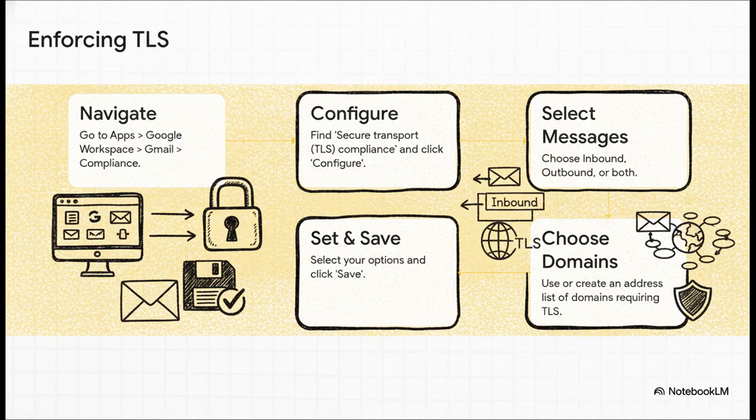Okay, here's the path. Once you're logged into the admin console, you're going to go to Apps, then Google Workspace, then Gmail, and find Compliance. Inside there, you're looking for the setting called Secure Transport TLS Compliance. From there, you just decide if you want this for incoming mail, outgoing mail, or both, tell it which domains need it, set a few options, and you're good to go.